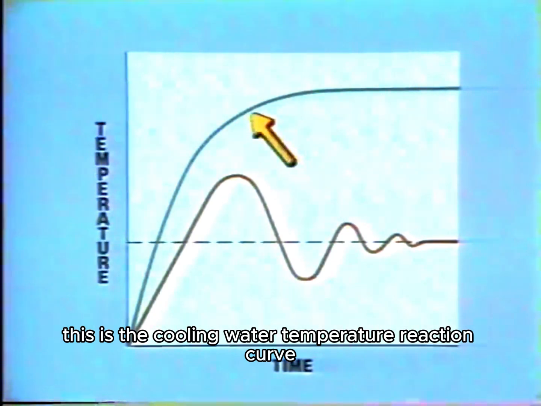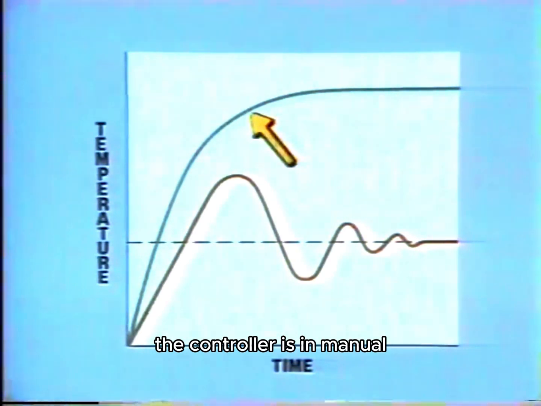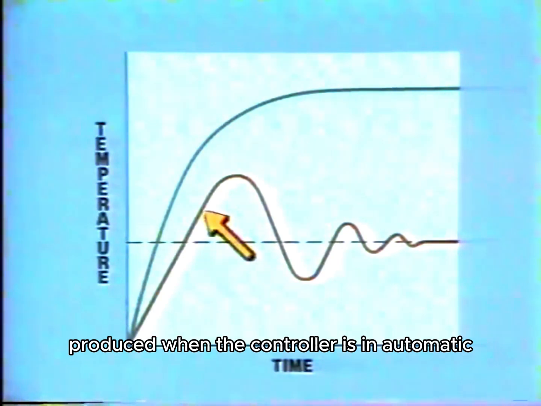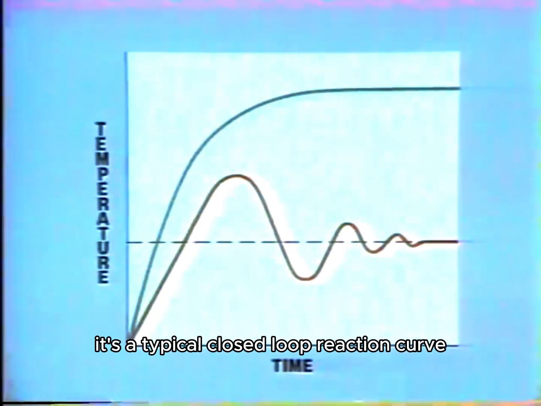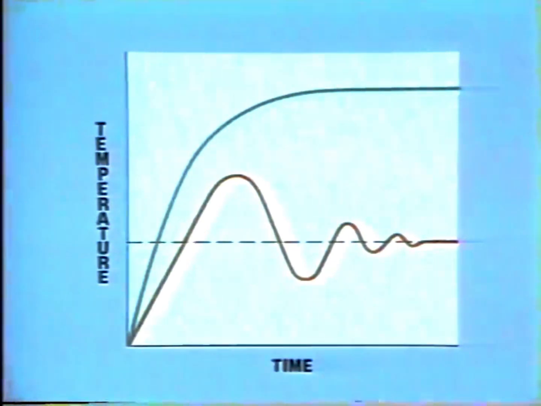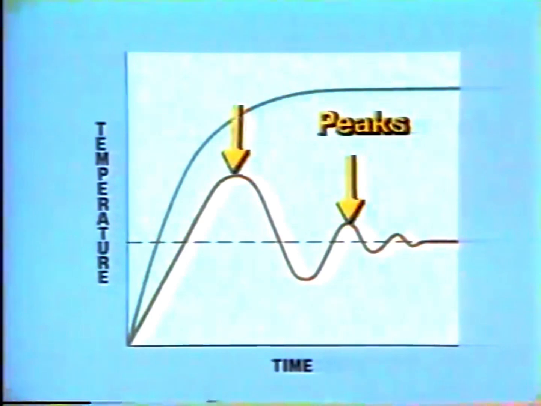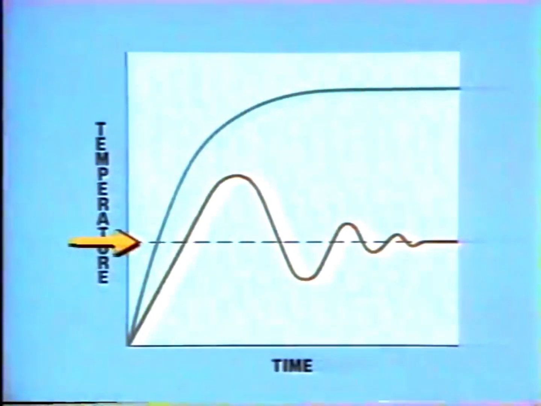This is the cooling water temperature reaction curve produced when the loop is open. The controller is in manual. And this is the reaction curve produced when the controller is in automatic and is properly tuned. It's a typical closed-loop reaction curve. These are called peaks, or overshoots. This dotted line represents set point.